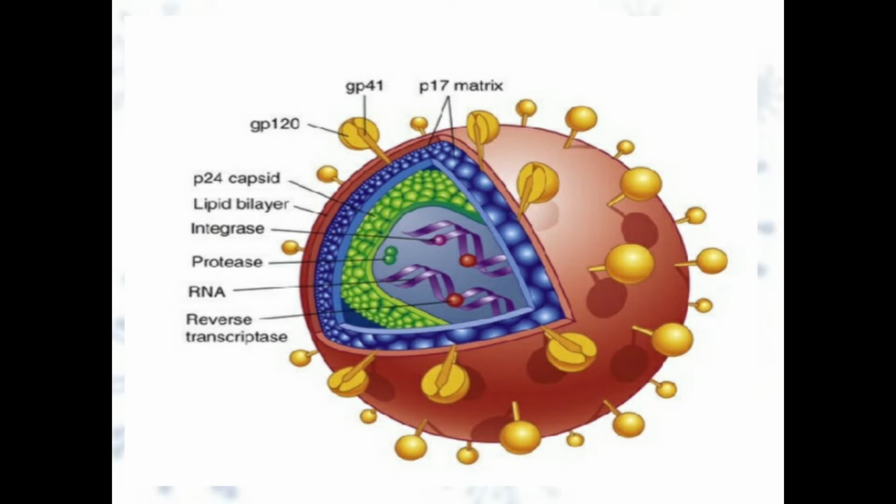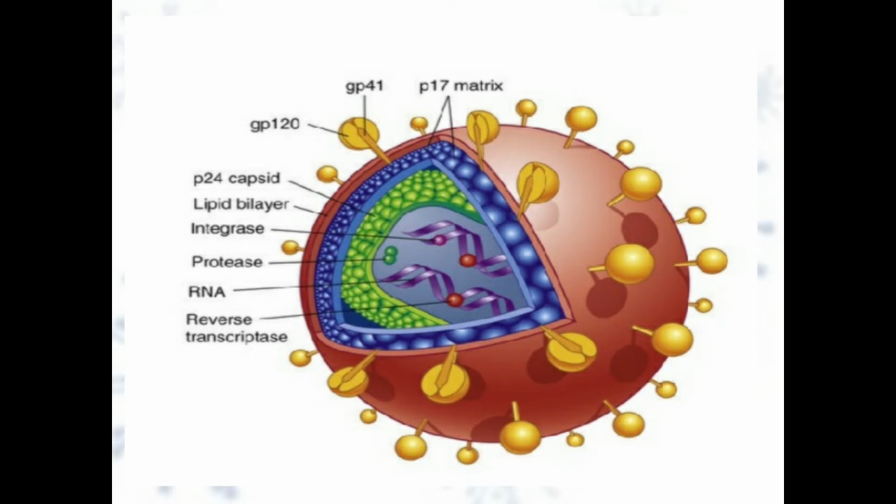On the surface of the envelope you can see the projecting structures which are known as glycoproteins. There exist mainly two subunits. They are named as GP120 and GP41. So the glycoproteins consist of two subunits, glycoprotein 120 and glycoprotein 41. These glycoproteins help the HIV to attach to the host cell membrane.